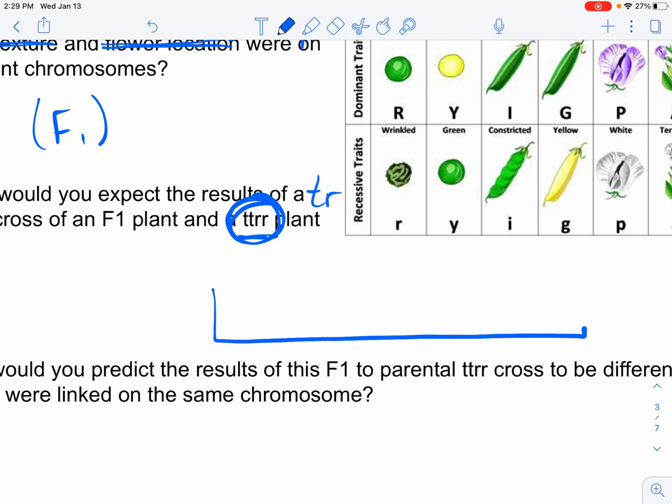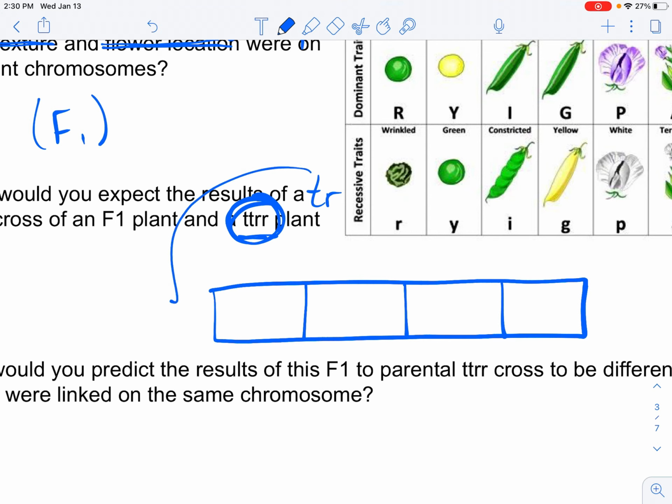So I'm not going to do a giant 16 grid Punnett square. I'm going to do kind of a 4 grid row, because I can just put this one here, and then I can put my first, outer, inner, last FOIL method just right here, and then I can fill this out.